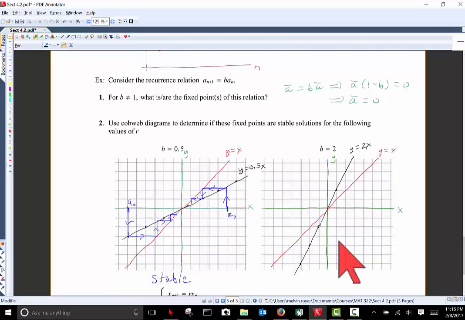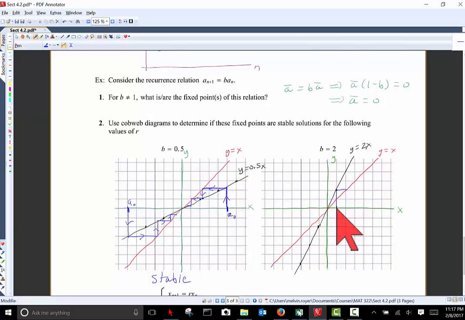And now let's cobweb. And by the way, the name comes from the fact that this is sort of supposed to look like a spider web. Later on, we might see some different geometries where it becomes more apparent that the appearance is more like a spider web. So suppose we start close to the origin this time. Suppose we start here. So what do I do? I plug it into the function. So I go up until I hit y equals 2x. Then I go over to y equals x.